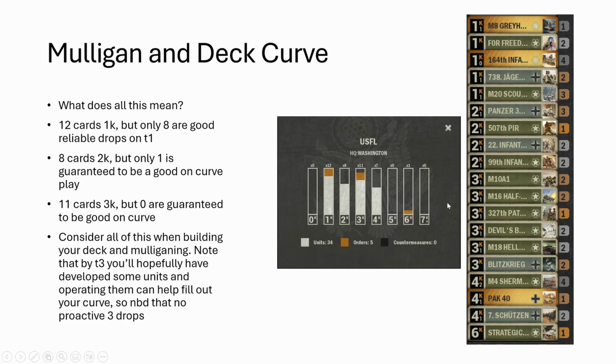Of course, by turn 3, you'll ideally have a couple of units on board that you can operate and fill out your curve a bit better. So that's actually the main reason why it's not terrible for you to not have any guaranteed 3-drops on turn 3. And you'll notice that historically speaking, US midrange has not had that many good on curve turn 3 plays.